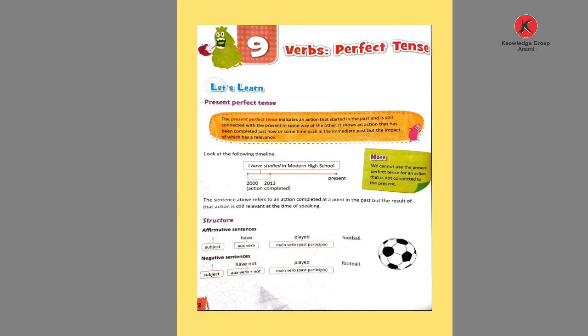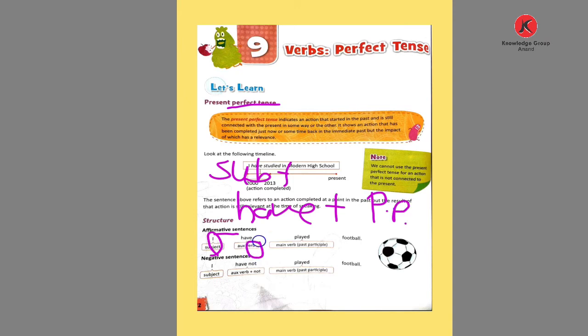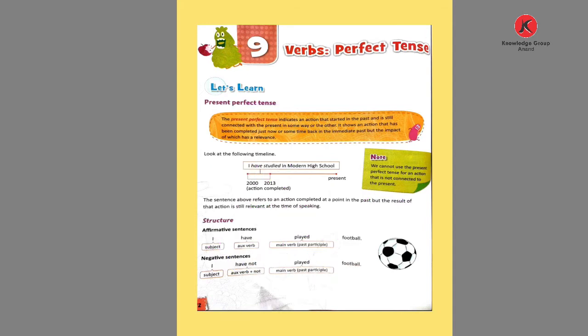What is the structure of the present perfect tense? Let's see. In an affirmative sentence, we use first the subject plus have, the auxiliary verb, then the past participle, then the object or other words. In the negative, we use have with not: subject plus have not, then past participle, then the object or other words.